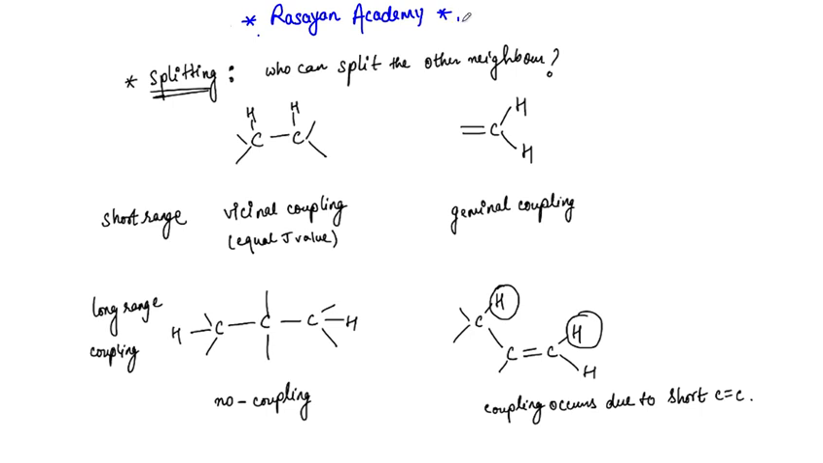Hello everyone, welcome to Rasayan Academy, and guys, this video is going to be about the splitting of the NMR signal. So we are going to talk about the splitting pattern as well as the coupling constant, which we denote as J, right?